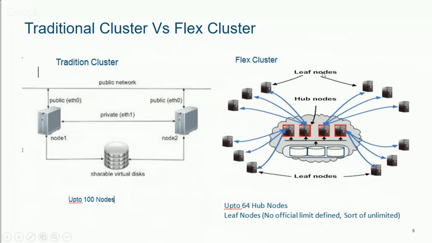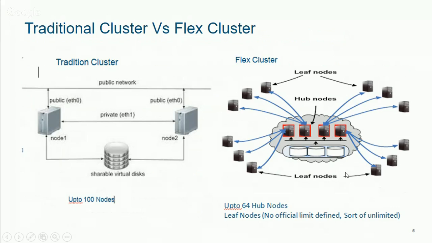Well, what are these leaf nodes? Leaf nodes you can call an application node or service node, because a leaf node does not contain any database instance. But in the future, if you need to change your leaf node to a hub node, you can do that. You can change that application node to a database instance node. All right. In 11G release 2, we used to have up to 100 nodes, and in this 12C we have 64 hub nodes, and for leaf nodes we don't have any official number right now.